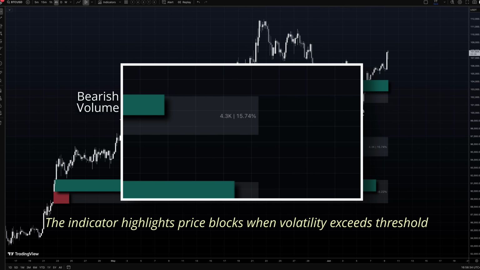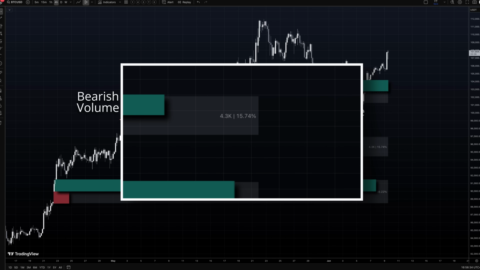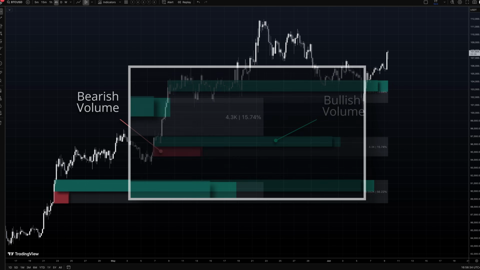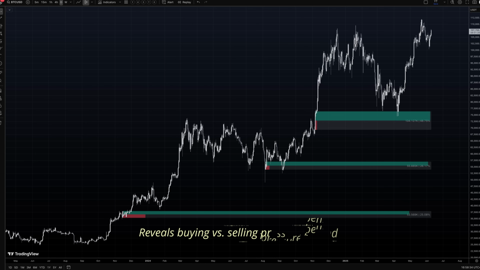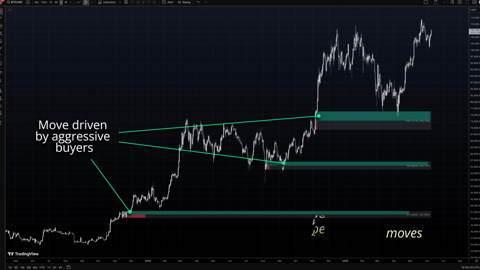Each block shows total traded volume and breaks it down by buyer versus seller strength, based on candle structure and volume analysis. This allows traders to interpret not just that a move happened, but how it was driven, by aggressive buying or selling. To keep the chart manageable, the indicator only displays a limited number of recent blocks and automatically removes them once price mitigates the zone by closing beyond its boundaries.